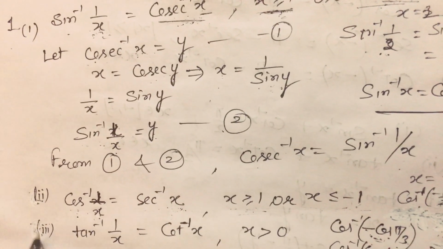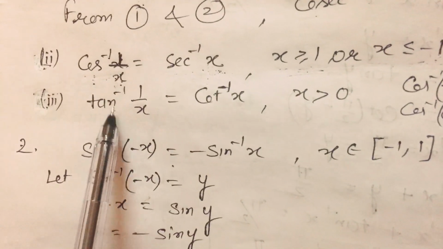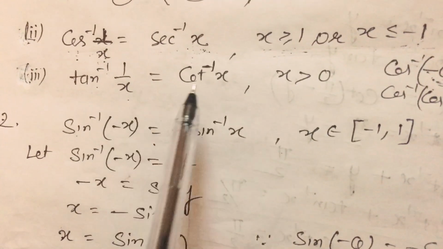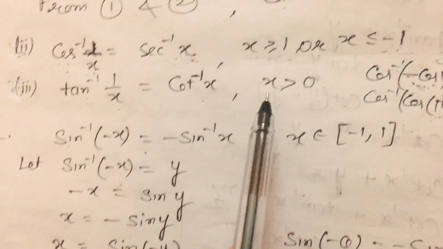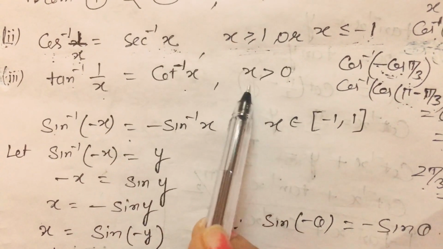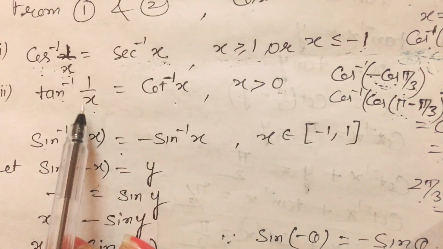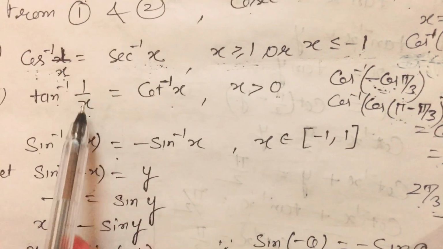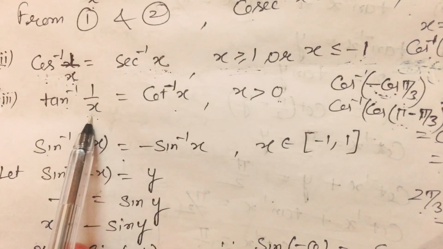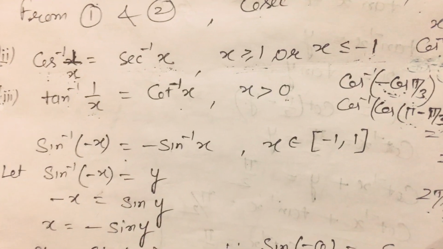Now look at the third property. Tangent and cot are reciprocal to each other. So in this property, tangent inverse 1 by x is equal to cot inverse x, and here x is greater than 0. It holds when x is greater than 0. Suppose we take x equal to 0, then 1 upon 0 is infinity, so tangent inverse of it is not defined, so we will not take it.